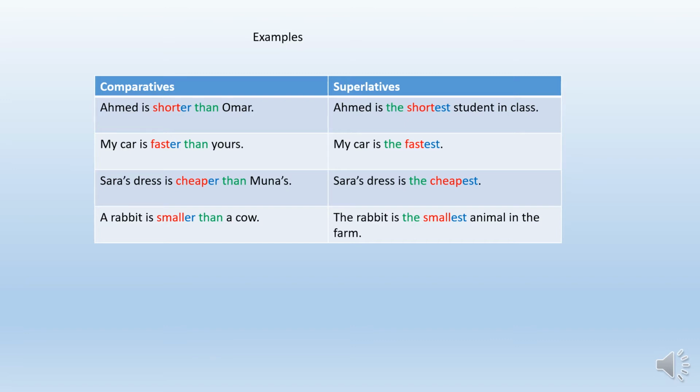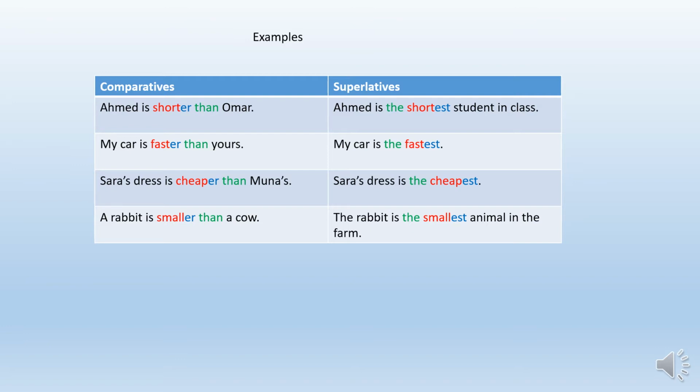The third example: Sarah's dress is cheaper than Muna's. I'm comparing Sarah's dress with Muna's. Here we have the adjective cheap plus er plus than to form cheaper than, which is the comparative form. And then we have Sarah's dress is the cheapest. Sarah's dress is the cheapest among all dresses. So here we have the, plus cheap, the adjective plus est.